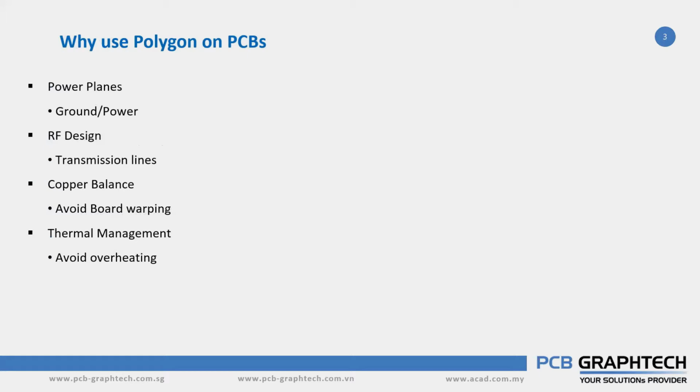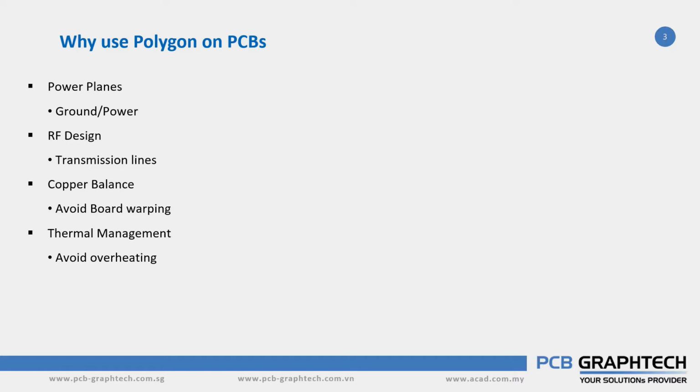Normally there are polygons on the power planes. If it is a ground plane or a power plane, there are polygons. This polygon is used for suppression and to give a good return path for your signal from your transmitter to the receiver and from the receiver to the transmitter, vice versa. So it is used in this case.